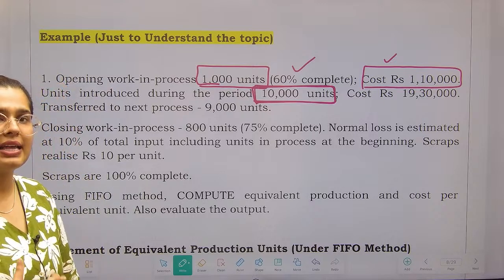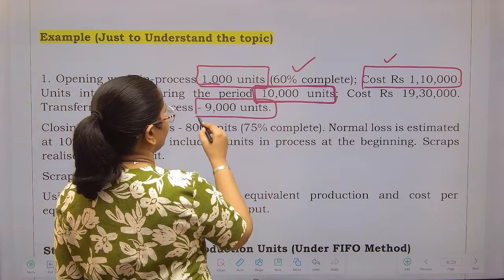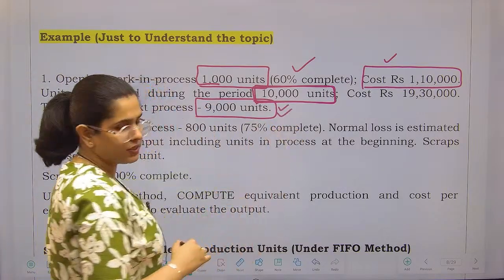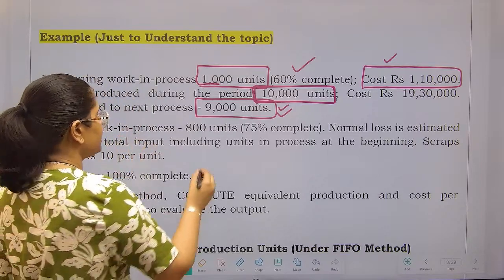Now out of this, how much have you transferred to the next process? Next process में I have transferred 9,000 units. कितनी units transfer किए मैंने? 9,000 units I have transferred. Now closing WIP is 800 units.